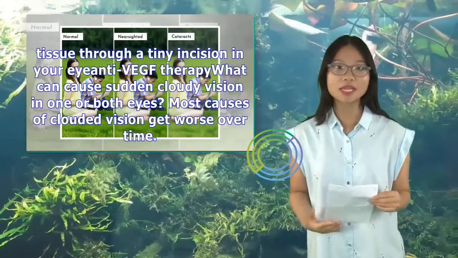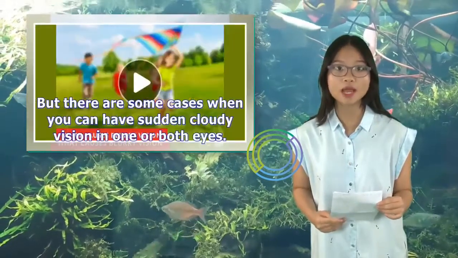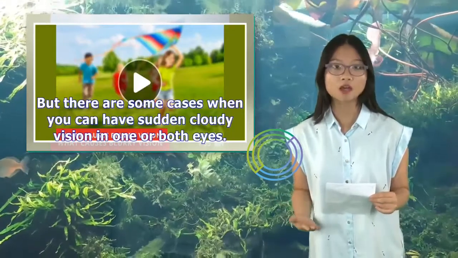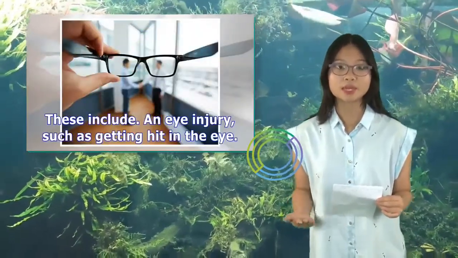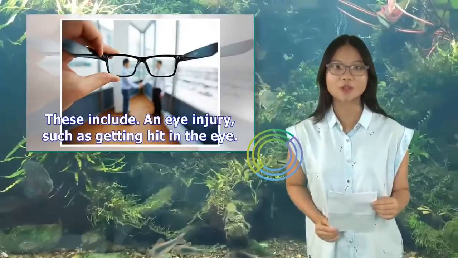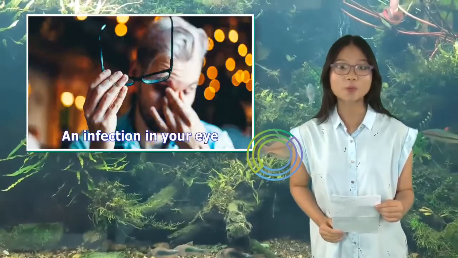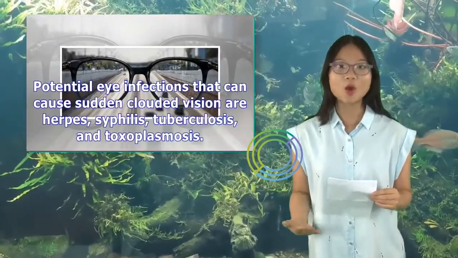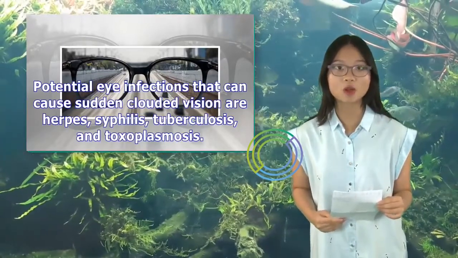Most causes of clouded vision get worse over time. But there are some cases when you can have sudden cloudy vision in one or both eyes. These include an eye injury, such as getting hit in the eye, an infection in your eye. Potential eye infections that can cause sudden clouded vision are herpes, syphilis, tuberculosis, and toxoplasmosis.